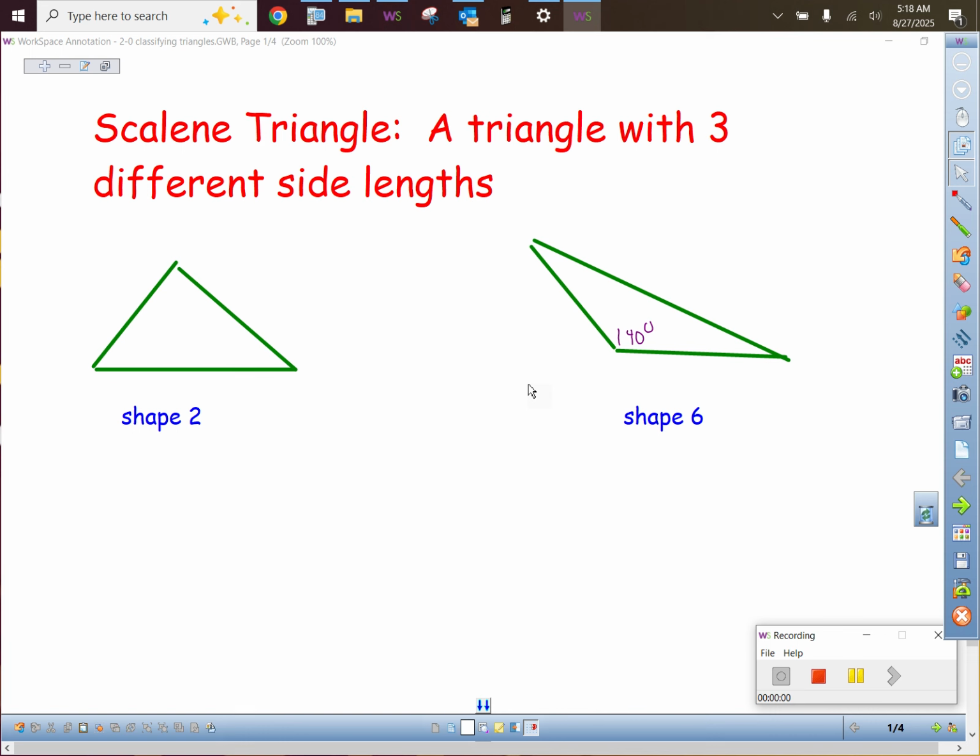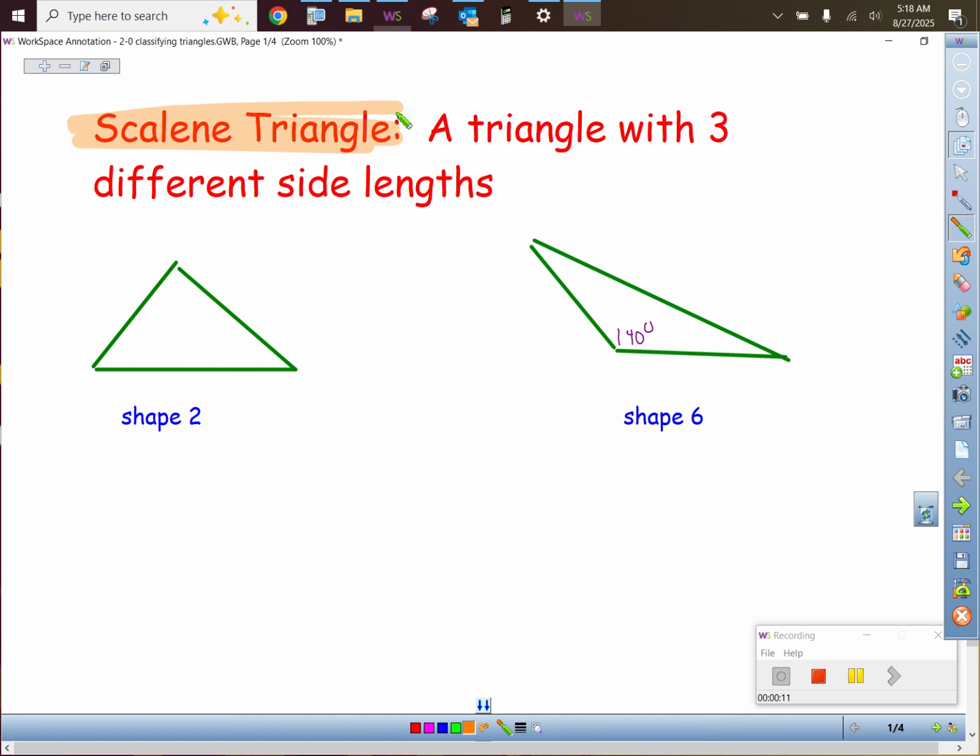Lesson 2-0 in geometry. We're classifying triangles here. We can classify triangles by sides and by angles. To do sides, the first one that we may have not ever heard of before is called a scalene triangle, and that's a triangle with 3 different side lengths.